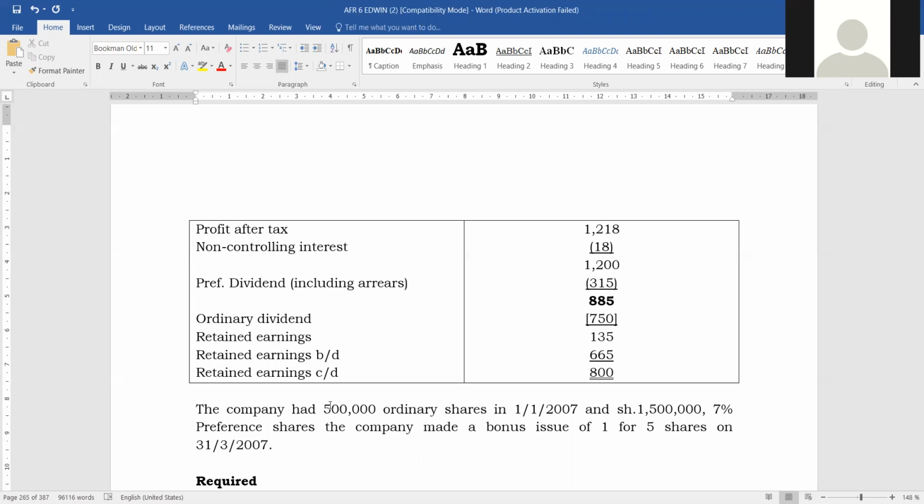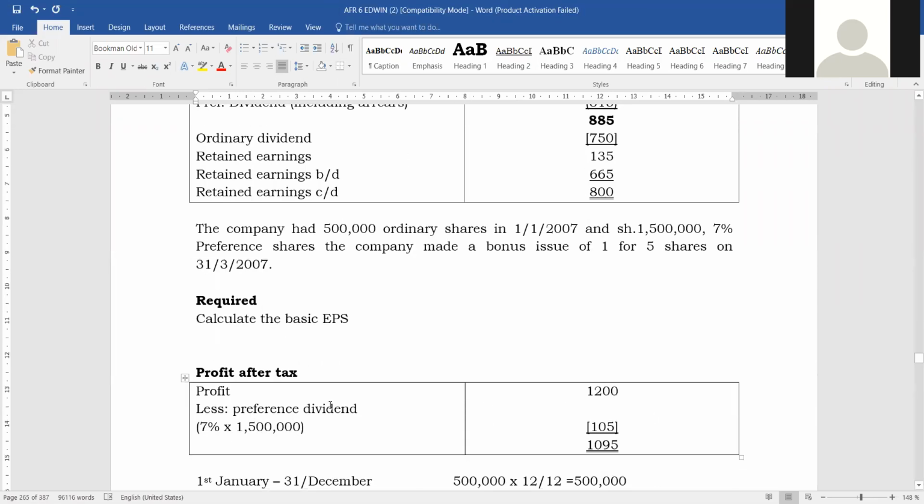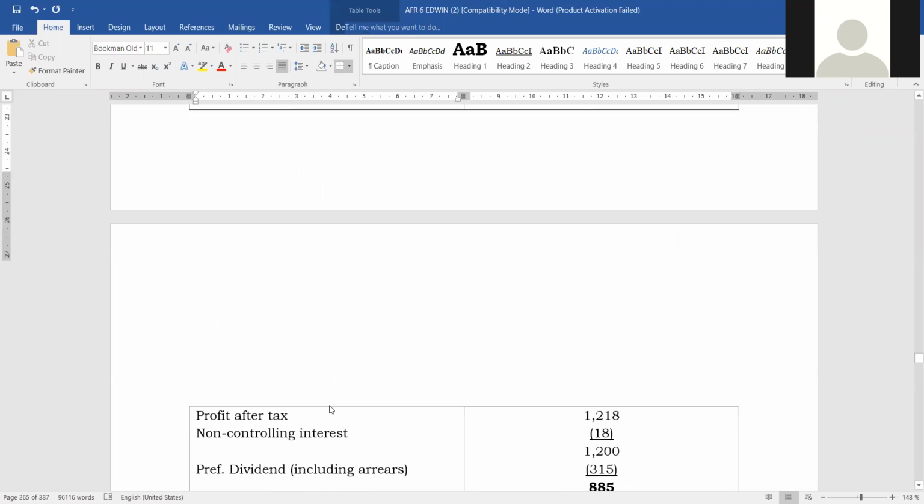So the company had 500,000 ordinary shares on 1st January and 1.5% preference shares. The company made a bonus issue of 1 for every 5 on 31st March 2007.